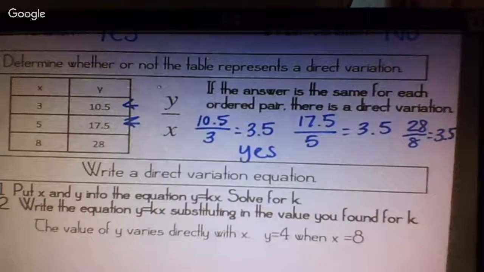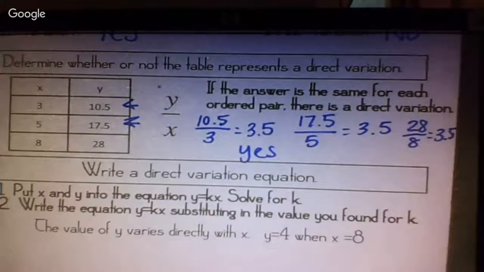Now, be careful. You need to check every one. So you see a pattern happening here. That doesn't mean that they can't mess with you at the end and put like 12 and 8. They will do that. Do not stop. Check them all. Because when I do 12 divided by 8, it becomes 1.5, 3 halves and not 2.